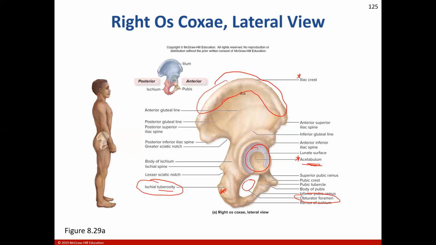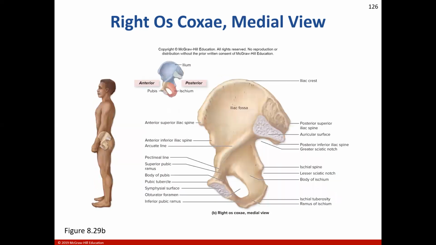So again, we'll look at the list. You'll see what parts you need to know other than the ones I'm showing you, but these are the main ones. And this is probably all you really need to know about the os coxa. This is a medial view, like looking from the inside out. So now, again, it's still the right one. And you can see this is the ischial tuberosity, ischium. And you see the iliac crest, it's all still there.